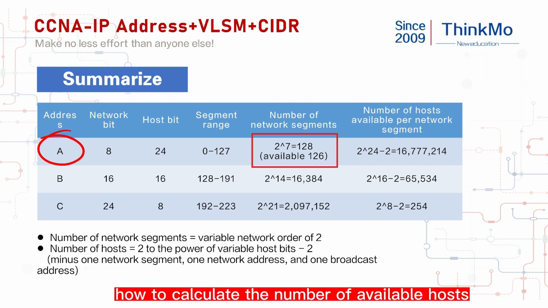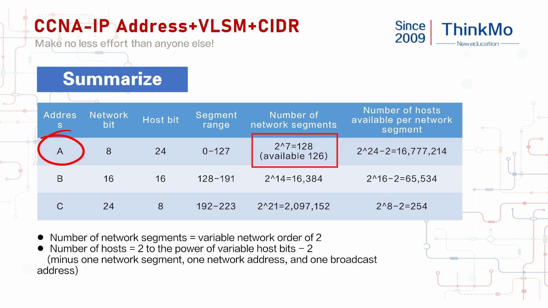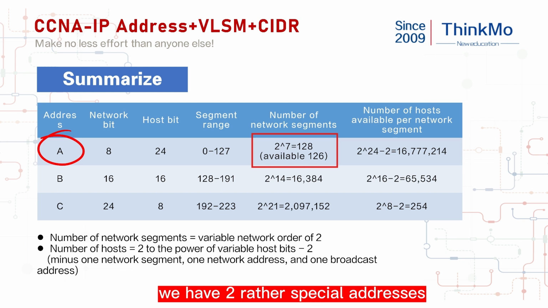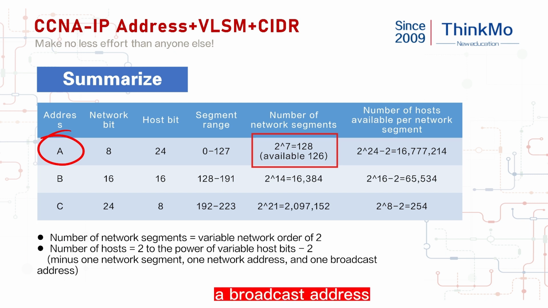How do we calculate the number of available hosts for each network segment? Number of hosts, as the name suggests, is 2 to the power of the host bits, that is 2 to the 24th power. But please pay attention, subtract 2 here. We have 2 rather special addresses: a network address and a broadcast address. So let's do the calculation. Minus 2 here, and we get 16777214. This is the number of available hosts.